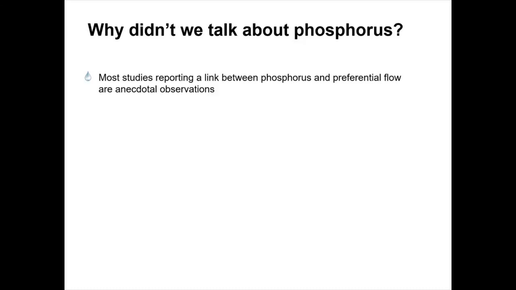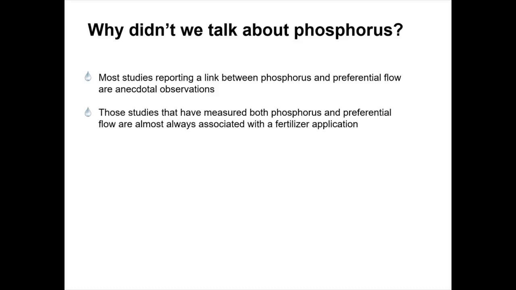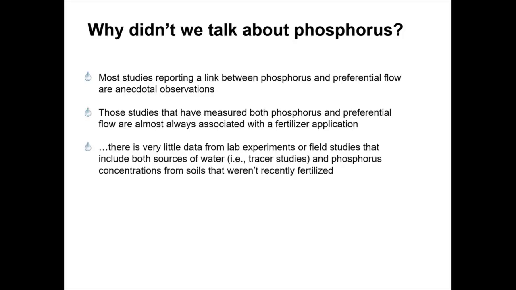We have a high concentration in the tile. We have soil or fertilizer applied on the surface that is a risk of loss, and we just equate the two as the only way it can move from one to the other is preferential flow. And secondly, most studies, including my own, that look at preferential flow and phosphorus are always associated with fertilizer applications. That could be manure or commercial fertilizer.